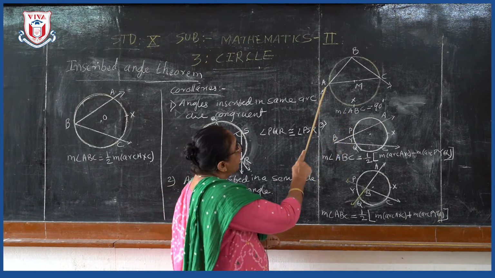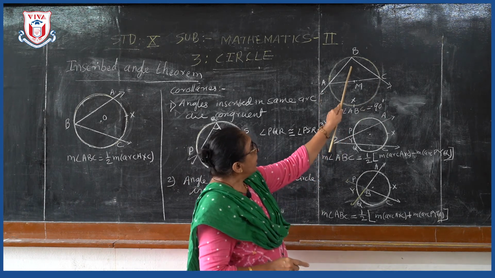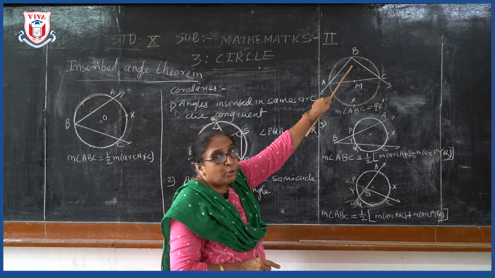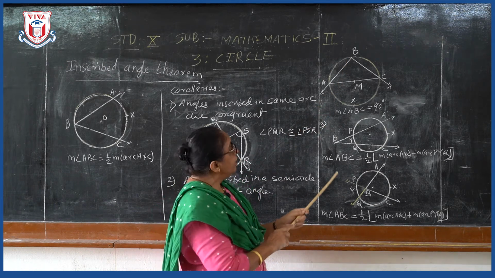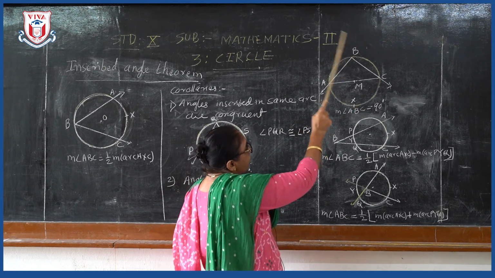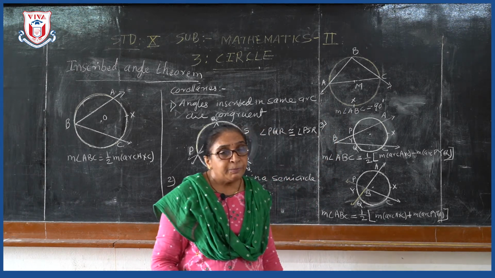In the same way, we can also state that diameter AC subtends the angle ABC. So, a diameter always subtends a right angle with any point lying on the circle. That is also we can explain.